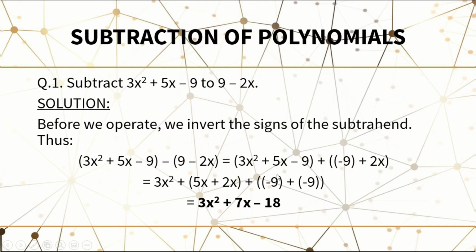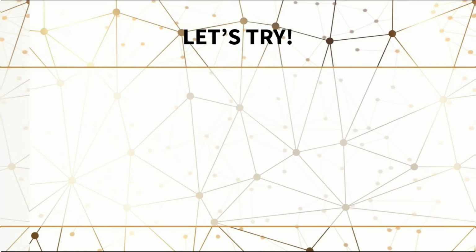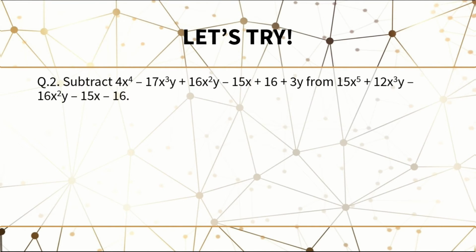Tandaan, kapag parehas ang sign sa addition, we just simply add and copy its sign. Kaya siya naging negative 18. Hopefully, you get it. Next, let's proceed to question number 2. This time, you could try to answer this question. Subtract 4x4 minus 17x cubed y plus 16x squared y minus 15x plus 16 plus 3y from 15x to the 5th plus 12x cubed y minus 16x squared y minus 15x minus 16. Pause the video if you'd like to try the answer.